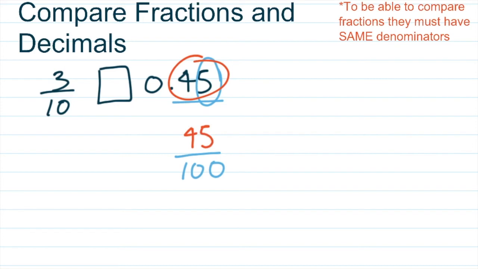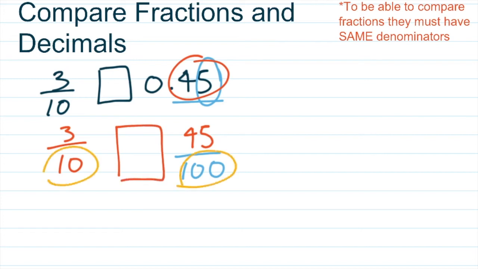If you go ahead and read this decimal right here, it reads 45 hundredths. So 45 hundredths is my fraction. Once we have the fraction, we need to be aware that we need to have the same denominators to be able to compare the fractions. So in this case, we have the 3/10, the one that we have right here. We need to compare it to this one, but I'm noticing right now that we do not have the same denominator, so we need to make those denominators the same.